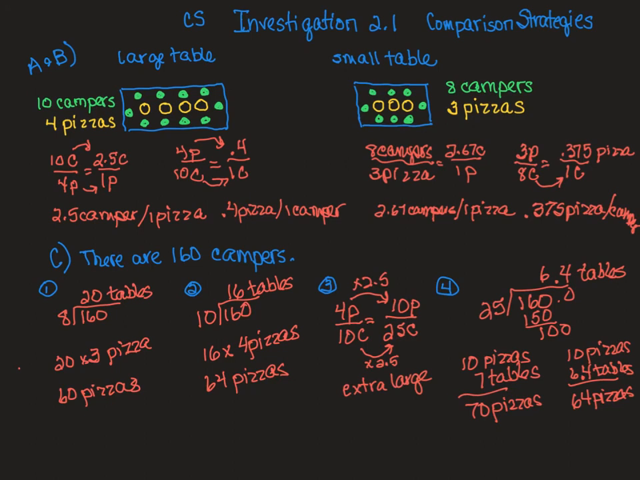So that is 2.1, and most of that is all, how do I use unit rate to compare different kinds of situations so I can make decisions. Okay, good job.